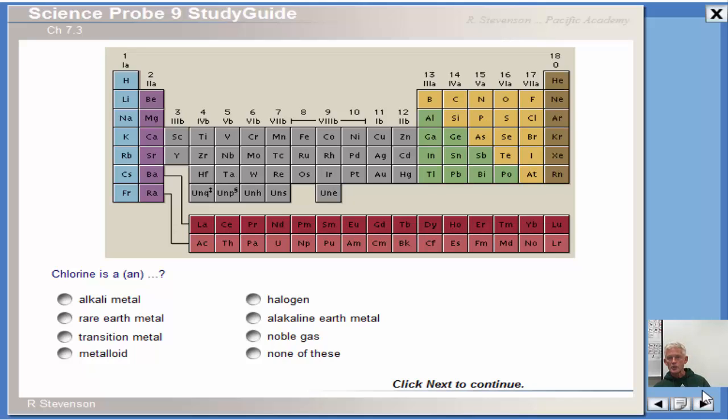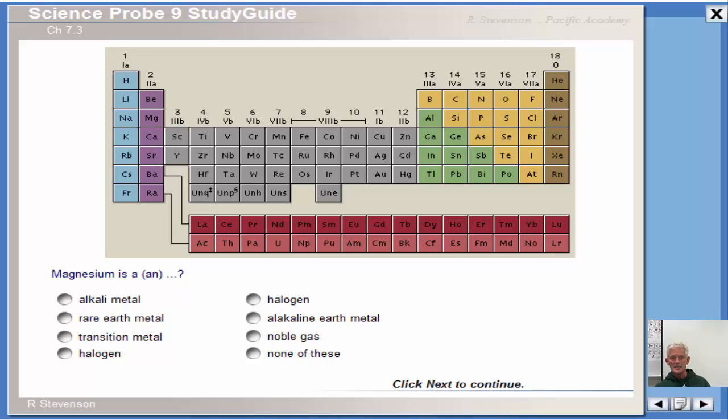Somewhere along the line here you are supposed to be becoming familiar with the names of some of the families. The families are these vertical groups, and again they run from 1 to 18. Not all vertical groups actually have names. But chlorine, gotta find it first, right there, happens to be a halogen. So is fluorine, bromine, iodine, and astatine. I'm going to click on halogen, and I'm correct.